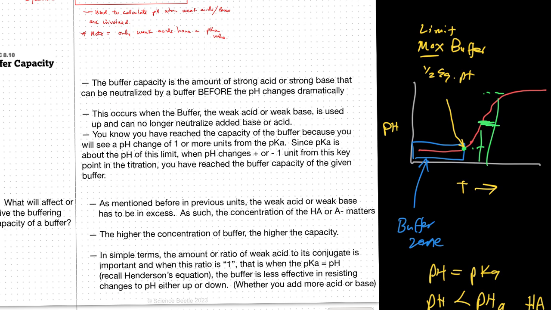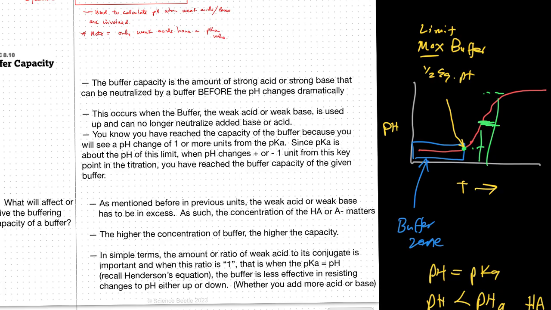So if you keep reading, the little idea here is being able to critically identify the point where the half equivalence point is going to be. That's the area that's going to give you the maximum capacity for buffering. But anything beyond that, the weak acid won't be able to resist any more changes to pH, and we will see the pH rise dramatically. So that is the buffer capacity.